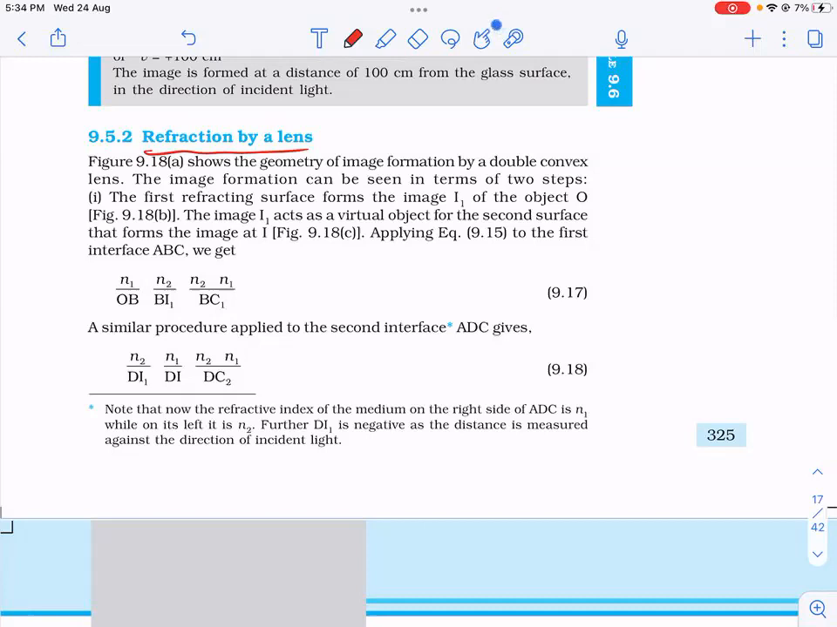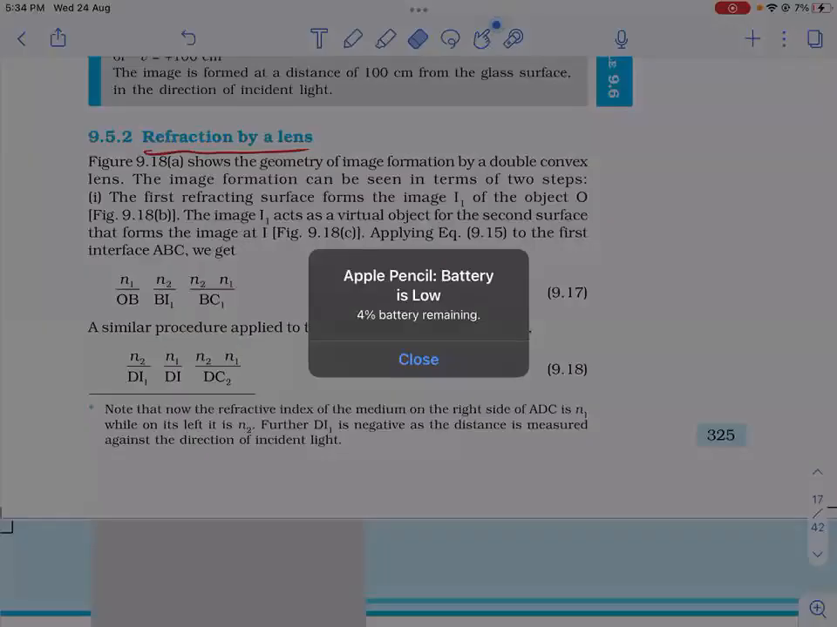Just like in a glass slab, how many refracting surfaces did you have? This is the incident ray, refracted ray. The refracted ray started behaving like an incident ray for the second surface, same logic, except that here it is a planar boundary, whereas here it is a curved boundary, that's all. Right? So we will see how it looks. For you to understand and apply this concept, one prerequisite is you need to know the concept of refraction of lens.